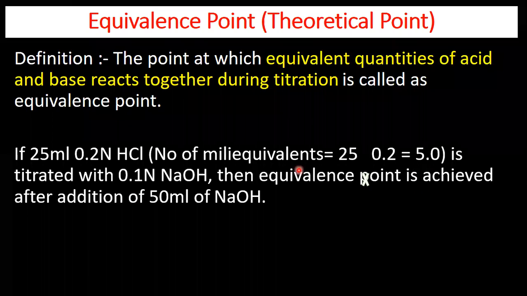How did I do it here? Look, how did I calculate the number of milli equivalents? What was the concentration of HCl? 0.2 normal, and the volume was 25. So 25 into 0.2 is equal to 5.0. In this case, 50 into 0.1 equal to 5.0. In this way we calculate the equivalence point.